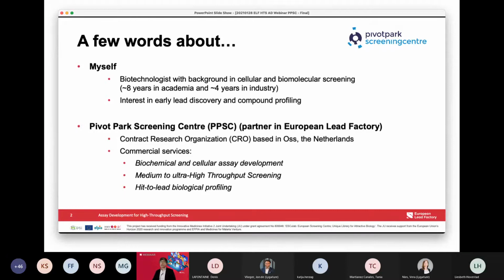Our services focus on assay development, medium to ultra high throughput screening, and hit to lead biological profiling. And we are really proud to be part of the European Lead Factory as partner and contribute to the hit finding efforts at ELF.